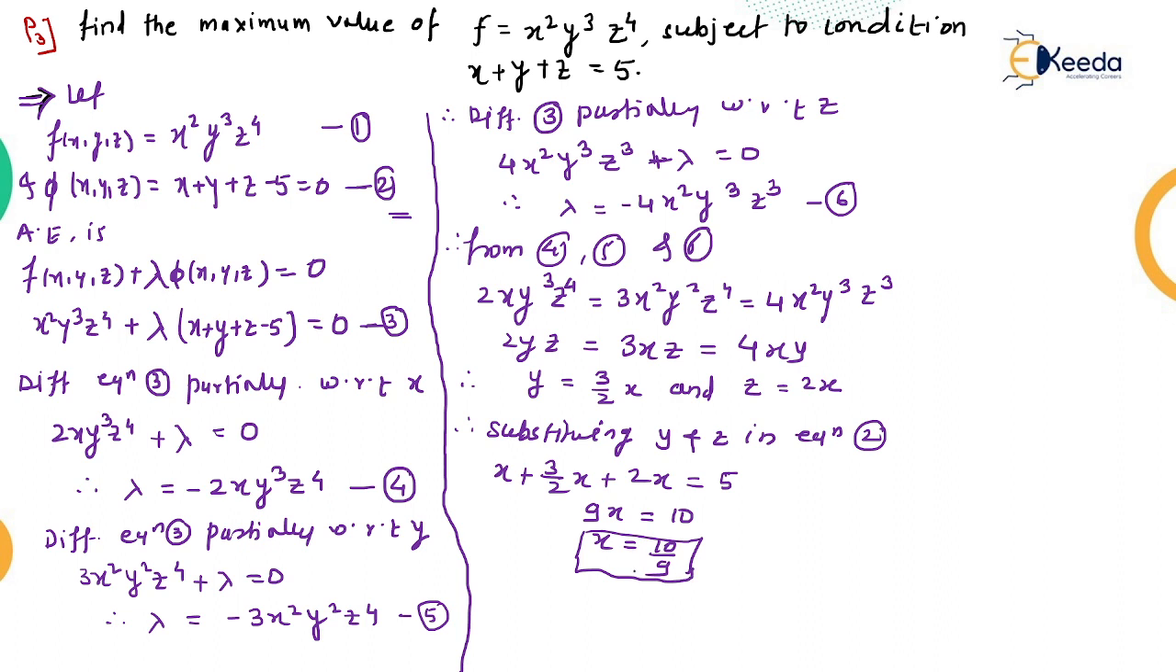Okay, once you find the value of x, the value of y is 3 by 2 into x. Therefore this is equal to 3 by 2 into the value of x, that is 10 divided by 9. So what we get finally is 5 divided by 3. Also, z is nothing but 2x, so this is 2 into the value of x, that is 10 divided by 9. So what you get here is 20 upon 9.